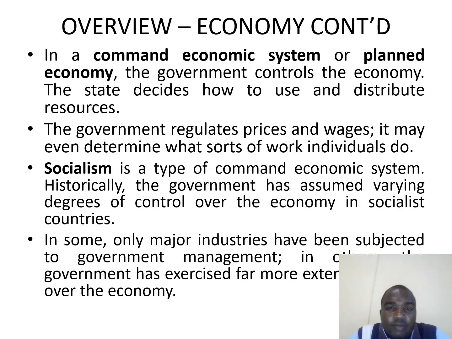In a command economy, which is also called a centrally planned economy, the government controls the levers of economic activity. The state decides how to use and distribute resources. The government regulates all price signals, which includes the prices of commodities, wages, profits, interest, as well as other price signals like fees and fares and so on. It may even determine what sort of work individuals must do. Socialism is a type of command economy.